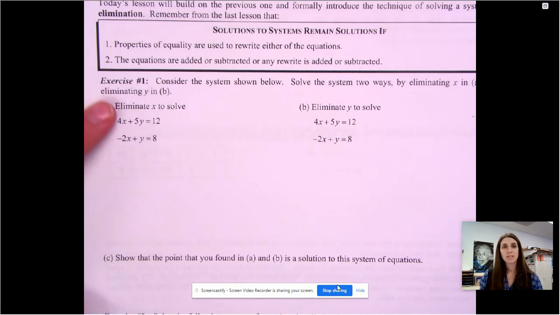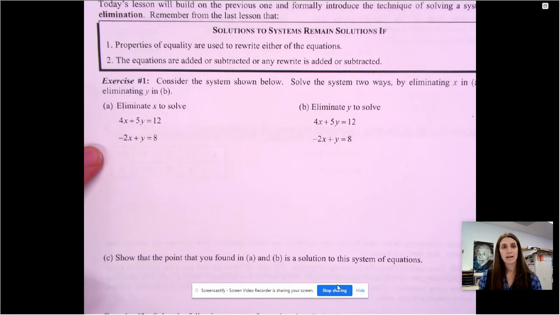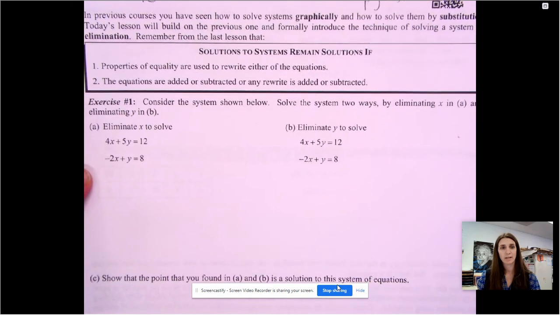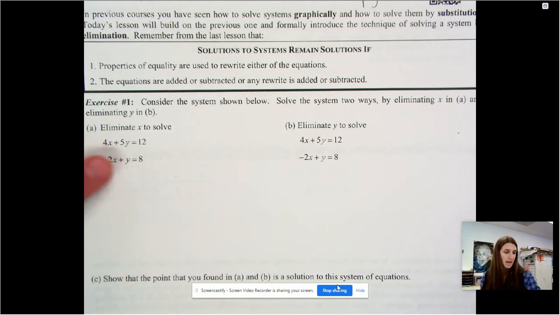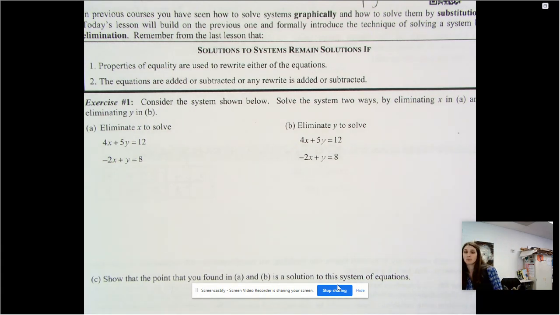And what we notice here is when we look at exercise number 1 and we look at the system that we're given, we notice that the x's are not perfect opposites and the y's are not perfect opposites. So we have to do something that is called using the multiplicative equality property. So we can change the equation, but if we decide to change it, that means we have to change it fairly, if you will. You got to make sure you're distributing that same thing to everything in the equation.